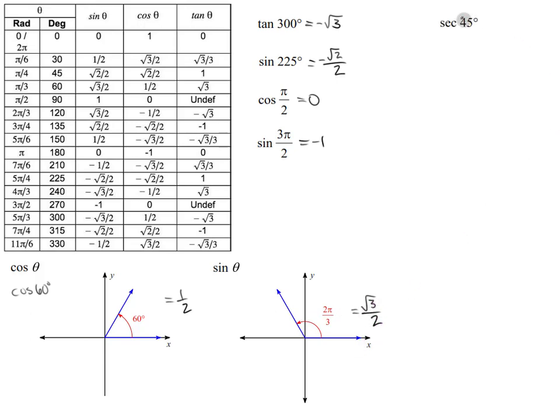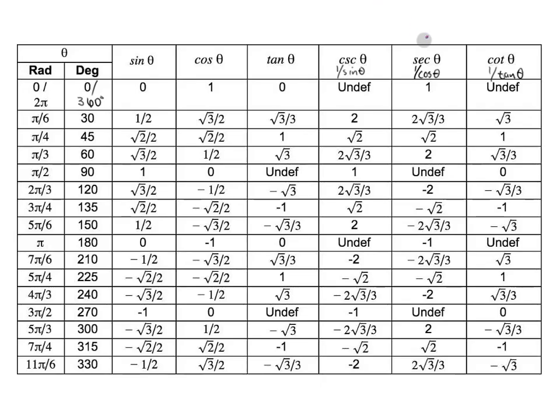Now, if they do throw in an oddball like, say, the secant of 45, you could remember that secant is the reciprocal of cosine. Find the cosine of 45 and flip it upside down and then do some math to correct it. Or, of course, you can go back to our table. The secant, this is the full table, of 45 degrees ends up simplifying as square root of 2.